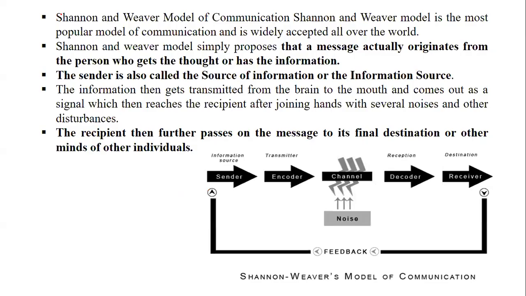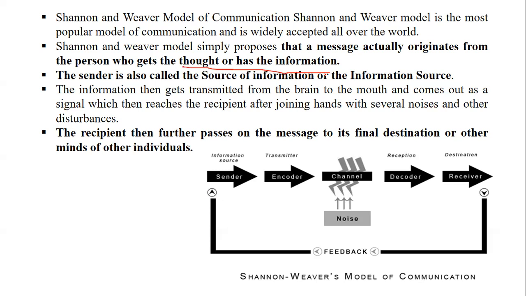Okay. Now, coming to Shannon and Weaver's model. Yes, it is again a type which comes under the linear model of communication, which is a very popular model and accepted all over the world. Here, the Shannon and Weaver model simply proposes that a message originates from the person who gets the thought or has the information. So how is the origin of the message done? The origin of the message is basically from a person who gets that specific thought or has the information.